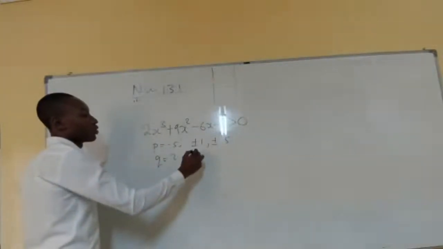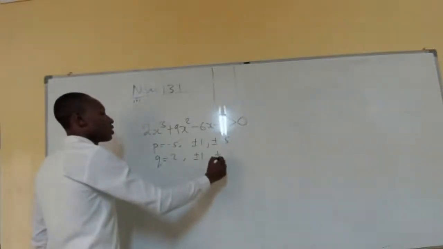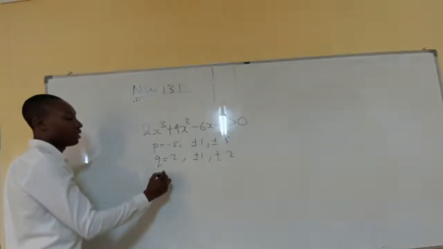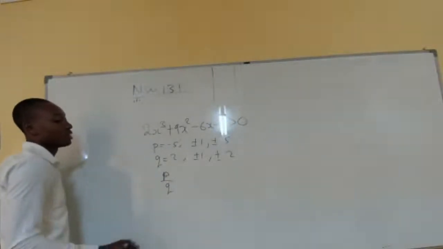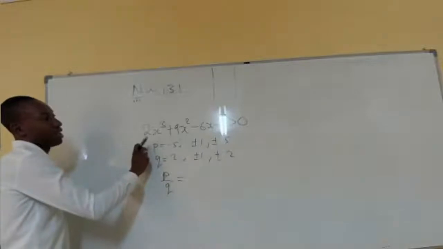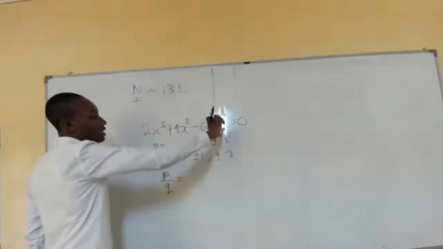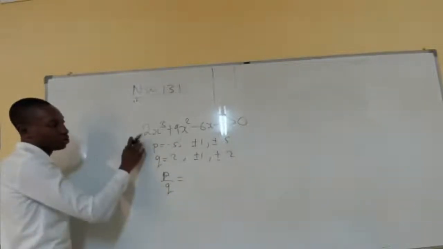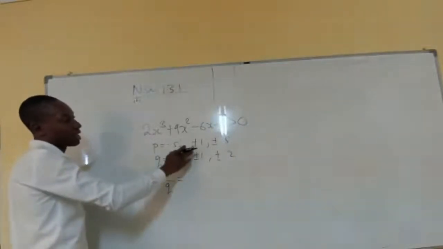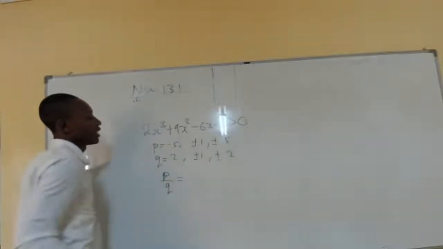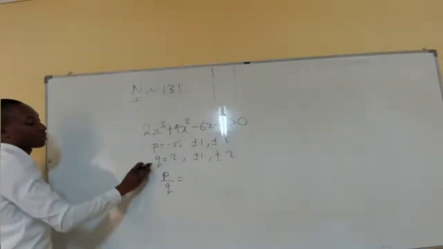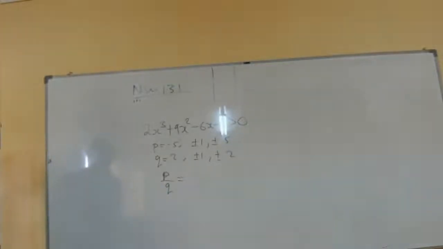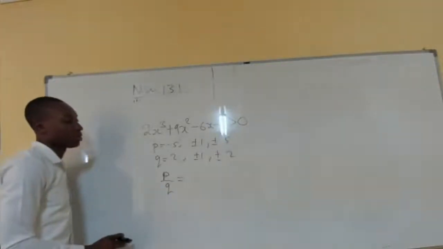Okay, so the factors of 2 are plus or minus 1 and plus or minus 2, all right? So we now find p over q. Remember, p is the constant. The constant here is -5 and q is the coefficient of x cubed, which is 2. So the factors of 5 are plus or minus 1 and plus or minus 5. There we also have q, which is 2. The factors of q are plus or minus 1 and plus or minus 2.